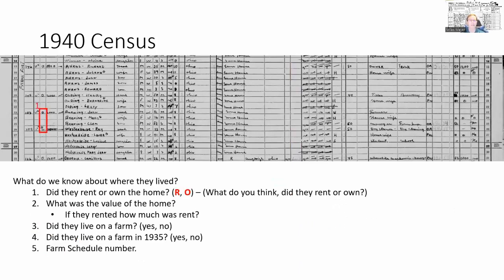Well, this can tell us if they rent or own the house. It can tell us the value of the rent or the ownership of the house. Did they live on a farm? Yes or no? And did they live on a farm in 1935? And it also gives you a farm schedule in the last column.